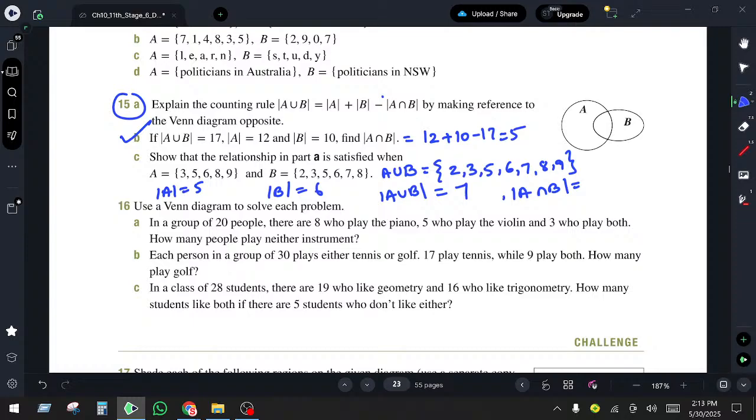What are the common elements? 3, 5, 6, 8. What is its cardinality? 4. Just simply apply 4 here. Cardinality of A union B is 7, equal to 5 plus 6 minus 4, which is 7. Let's verify. So it is a formula. Cardinality of A union B is equal to cardinality of A plus cardinality of B minus cardinality of A intersection B.